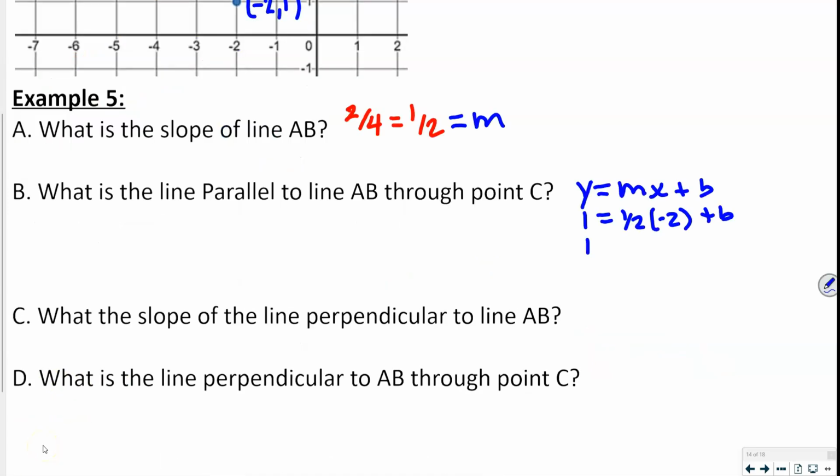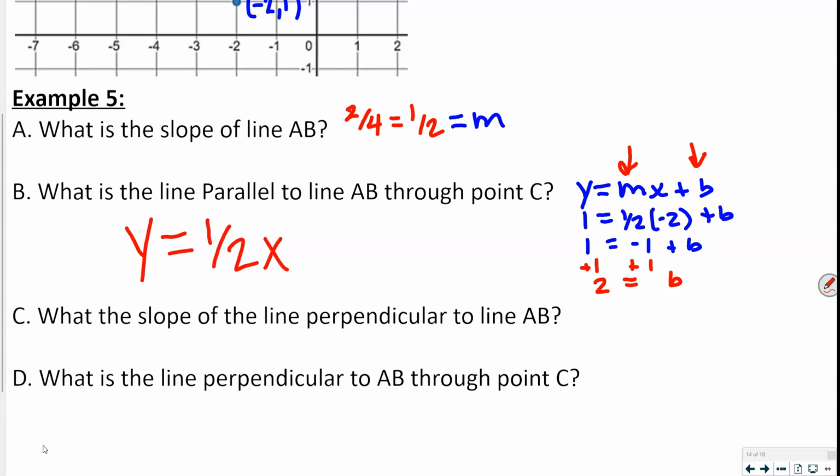Let's keep simplifying this. So 1 and half of negative 2 is negative 1, right? Plus b. How do we get rid of that negative 1? We add 1 to both sides, right? So b is going to be equal to 2. So now we got to put back our m and our b in here to get the equation of the line. So that means y is going to be equal to, our m is 1/2, and our b is 2. So that's what we're going to do here.